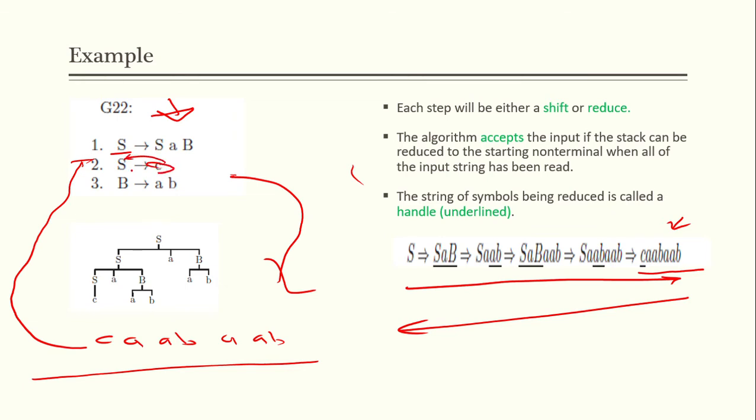That is what is meant by reduce. The handle here is C. C is the one that handles this operation, so you underline it. C is the handle; C is the one used to reduce. So using C, you reduce it to S.